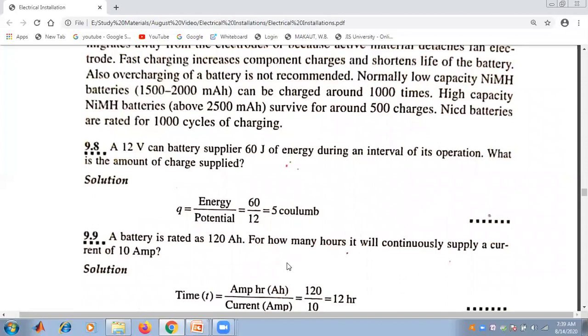So let us take some examples in order to understand what we have learned, some numerical problems. The first one: a 12-volt battery supplies 60 joule of energy during an interval of its operation. What is the amount of charge that is supplied? We all know that charge is energy divided by the potential. Energy is 60, potential is 12, so 60 by 12 equals 5 coulomb.